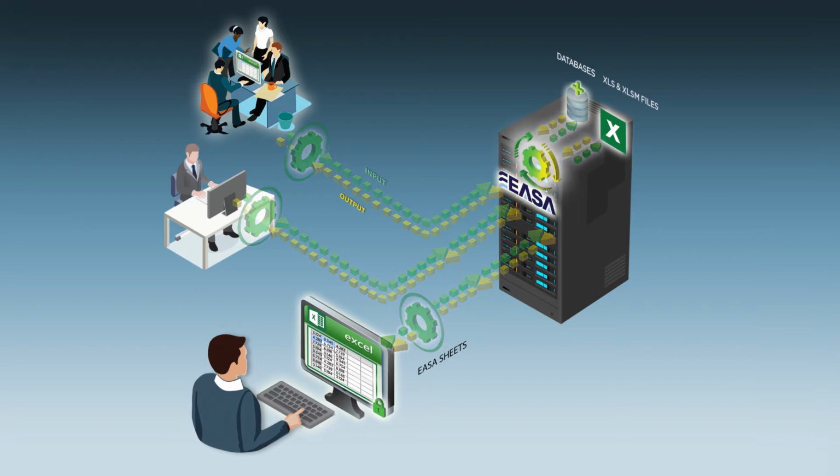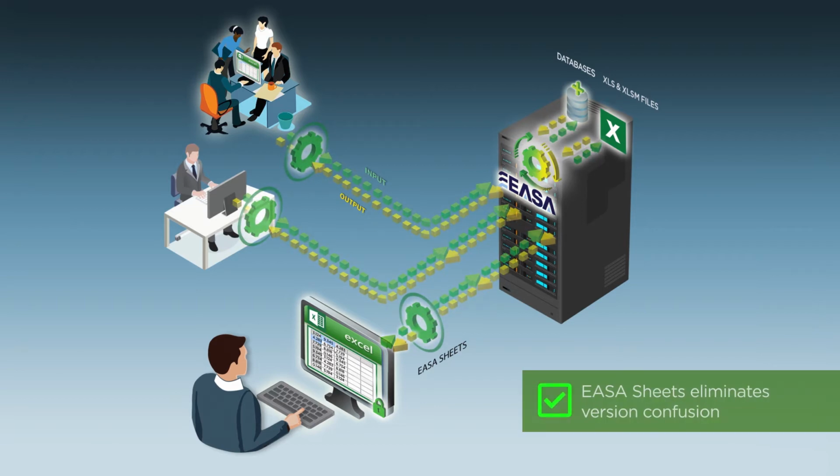Not being able to save the file locally eliminates two of the key problems with Excel files: having multiple copies, which potentially can result in version confusion, and preventing files from being disseminated in an unmanaged, uncontrolled fashion. For example, by email or being copied onto a thumb drive.